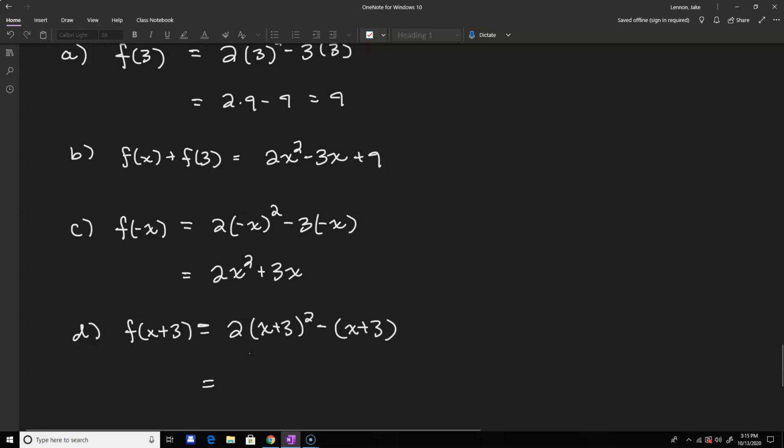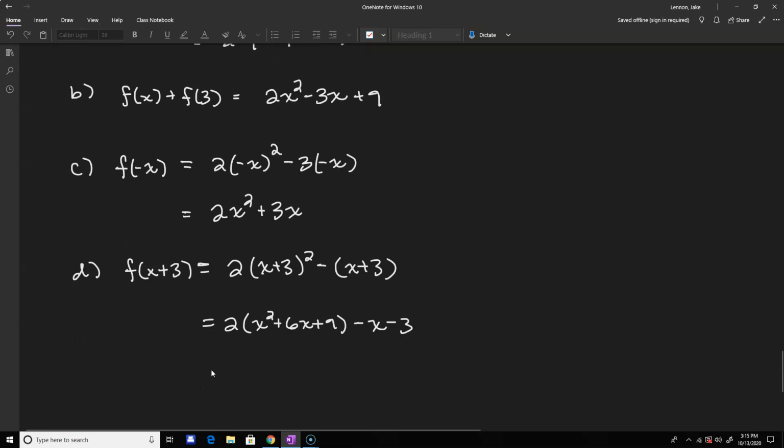And then let's say we wanted to continue, then we could maybe FOIL this out. So we have x squared plus 6x plus 9 inside the first set of parentheses, minus x minus 3, and then we could simplify so that we get 2x squared plus 12x plus 18 minus x minus 3, and that will leave us with 2x squared plus 11x plus 15. And that would be the simplified expanded polynomial of what we have there.